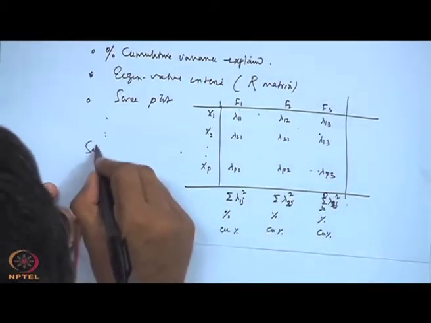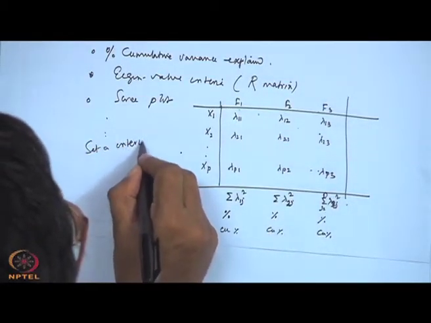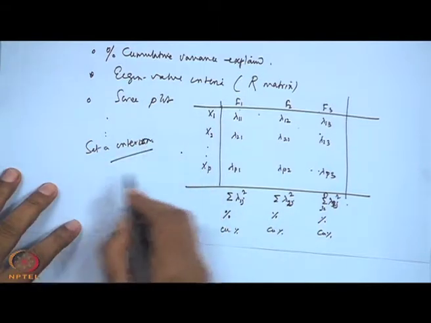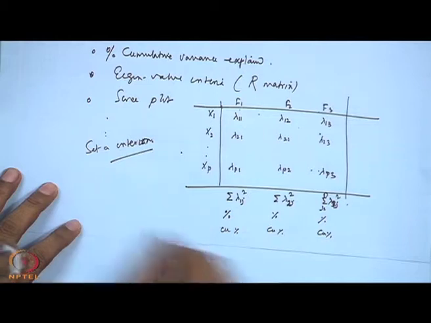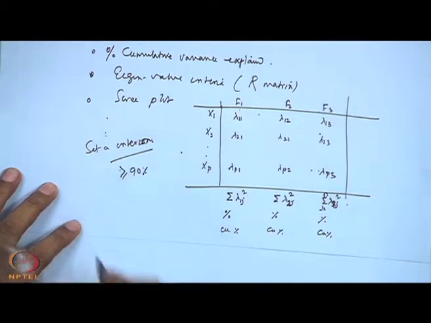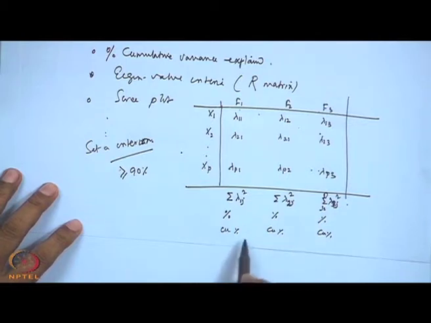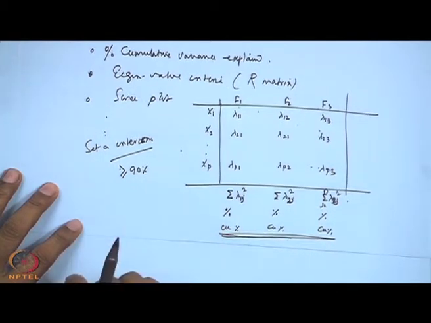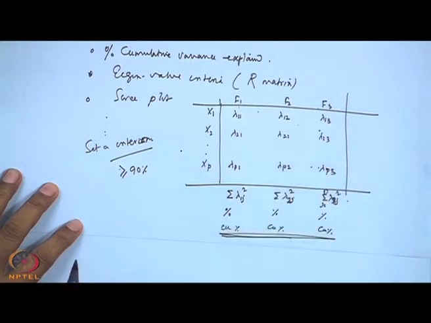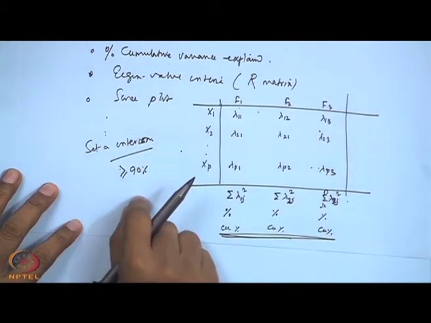Set a criterion, let you want the cumulative percentage to be greater than or equal to 90%. Are these three factors you are considering able to explain this? If yes, this factor model is good and you can keep three factors.